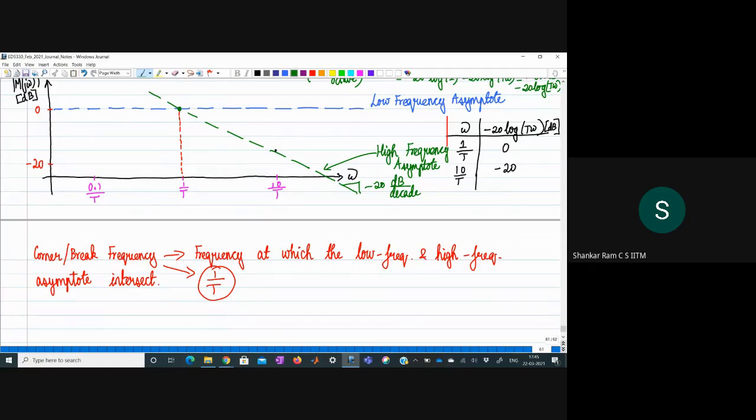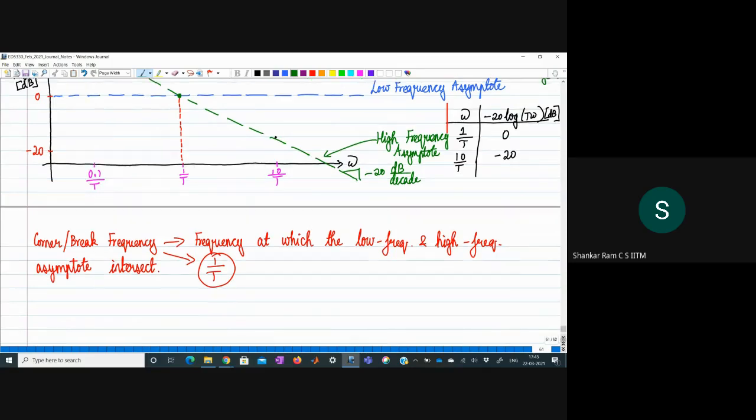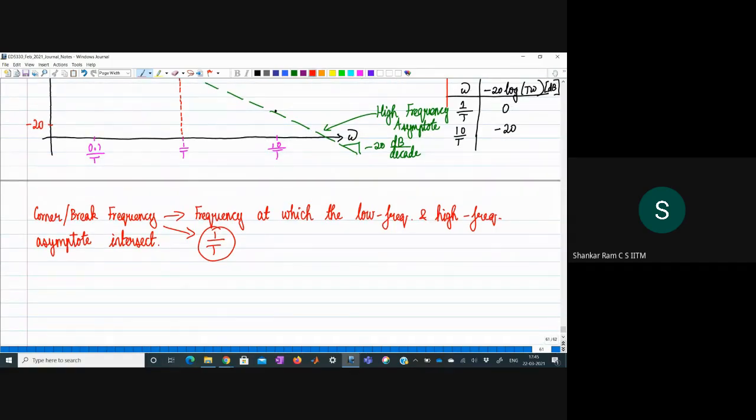Right. Okay. So now, I'm going to leave you with a question and an exercise to think of. The question is, we have plotted the magnitude curve in terms of asymptotes. So what is the actual magnitude plot of 1 by Ts plus 1?